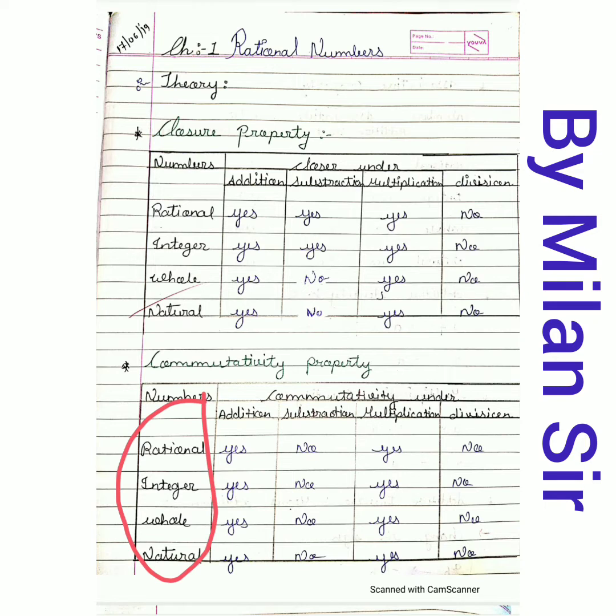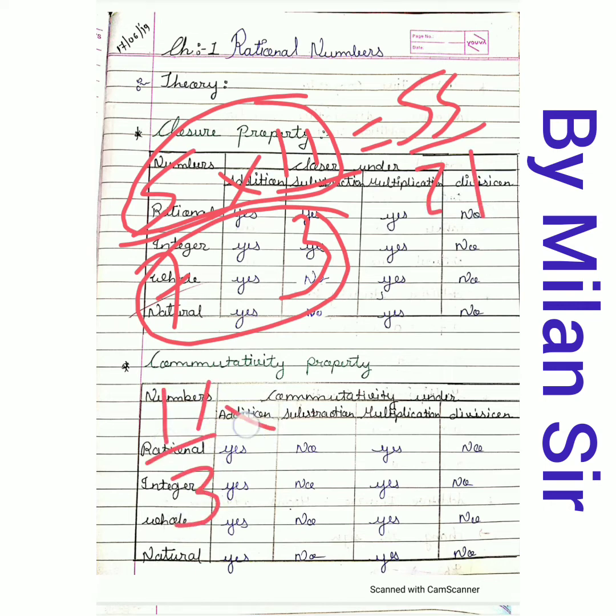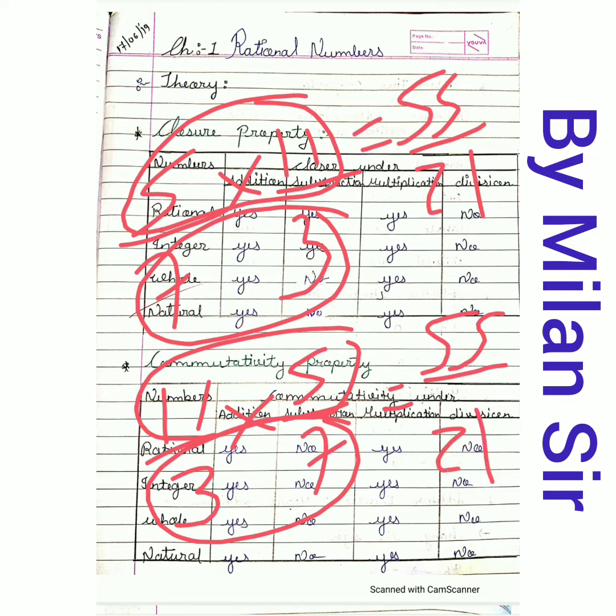Let's take one example. 5 by 7 multiplied by 11 by 3. So 11 into 5 is 55, and 7 into 3 is 21. Now change the order. That means 11 by 3 multiplied by 5 by 7. So again 11 into 5 is 55, and 7 threes are 21. So our answer is the same. So multiplication is commutative for rational numbers.